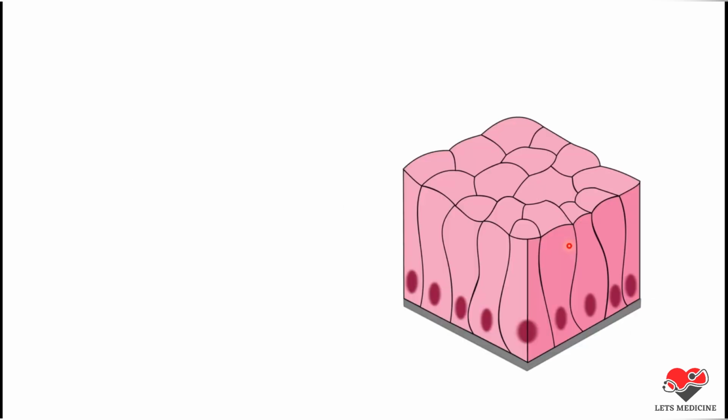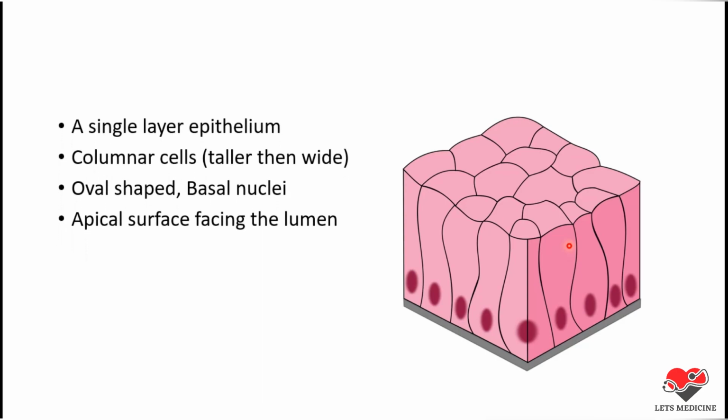Okay, so simple columnar epithelium is a single layer of epithelial cells, and these epithelial cells are tall columnar cells. By the word columnar, we mean that the height of these cells is much more than the width of the epithelial cells, giving it the name of columnar epithelium or the tall columnar epithelium. Another important identification point of tall columnar epithelium is the nuclei of these epithelial cells. The nuclei will always be present in the basal area of the cells.